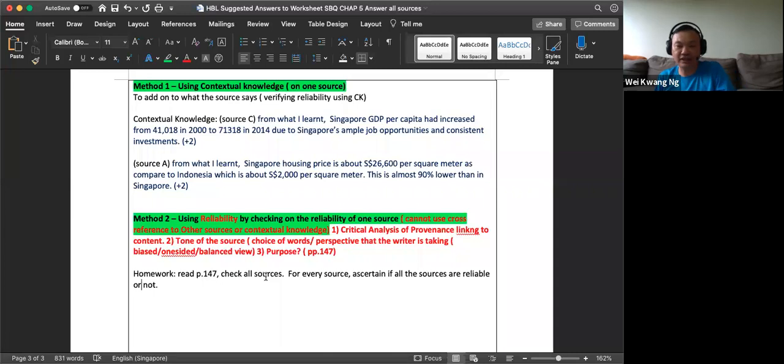That means, is source A reliable? Why is it reliable, or why is it not reliable? Can you use your 1, 2, or 3 to tell me whether it is reliable or not reliable? Then look at source B. Is the chart reliable? Why is it reliable, or why is it not reliable? Look at 1, 2, and 3 again. And finally, C and D. So I want you to do that for every single source. And that will be your extension activity for today.